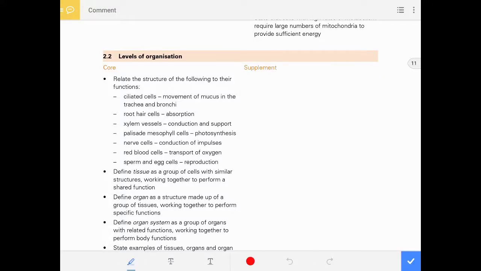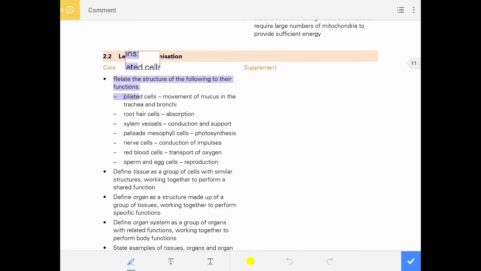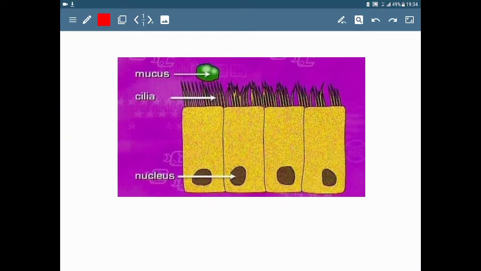Okay, today we'll be doing chapter 2.2, and we're going to relate the structure of the following to their functions. First, ciliated cells, movement of mucus. Ciliated cells help in the movement of mucus in the trachea and bronchi. So they look like this.